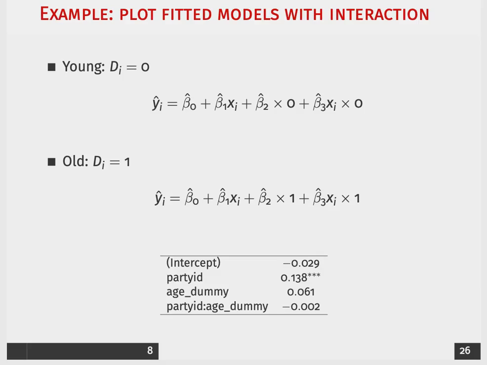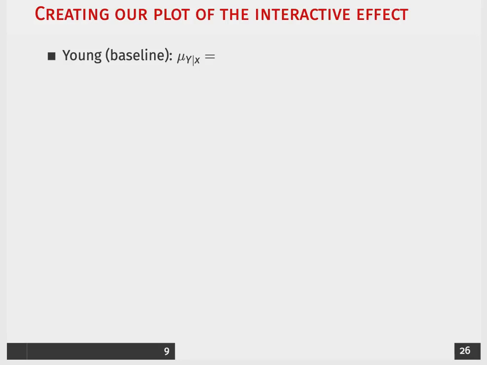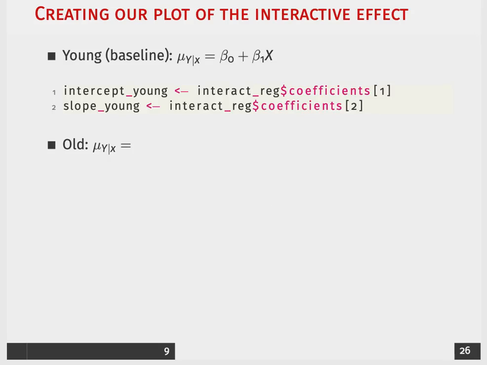Now in R, what we're going to do is literally just take these estimated coefficients from our regression object and plug them into our fitted line and then plot them to visually see that there really is no difference in slopes between the two lines. So when we do that for the younger individuals, the baseline category, we can take the intercept, which is the first regression coefficient, as well as the slope. That is going to be the second coefficient.